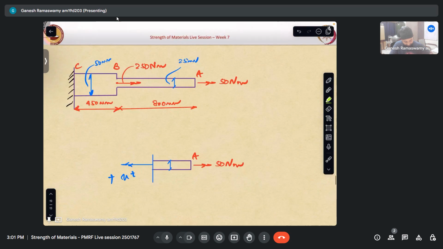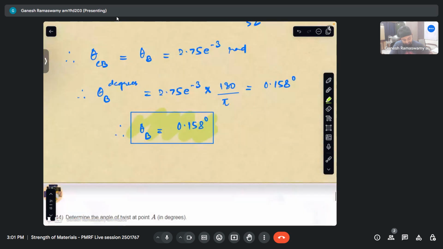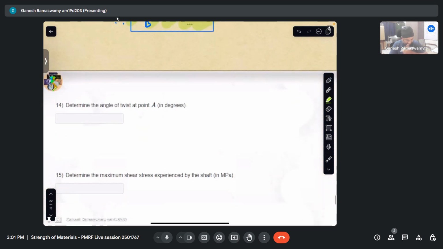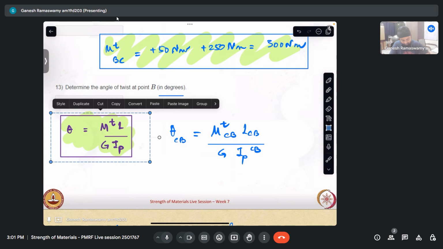All right. So far, so good. Now the next question is determine the angle of twist at A. Now A is interesting because this is my angle of twist between 2 points.